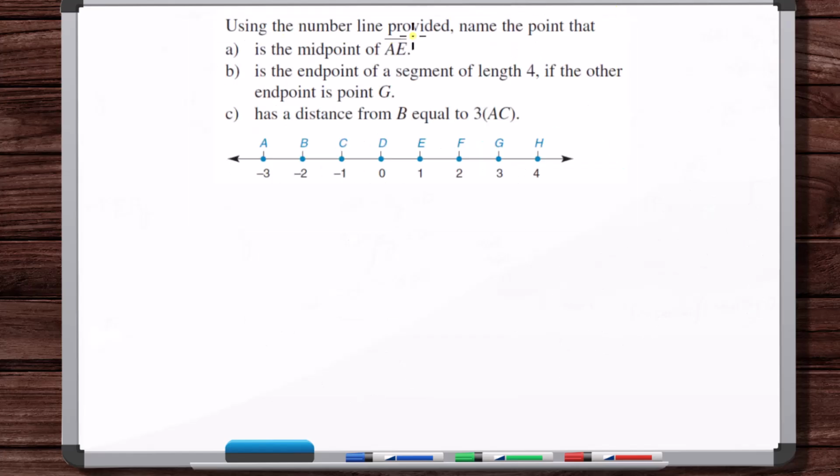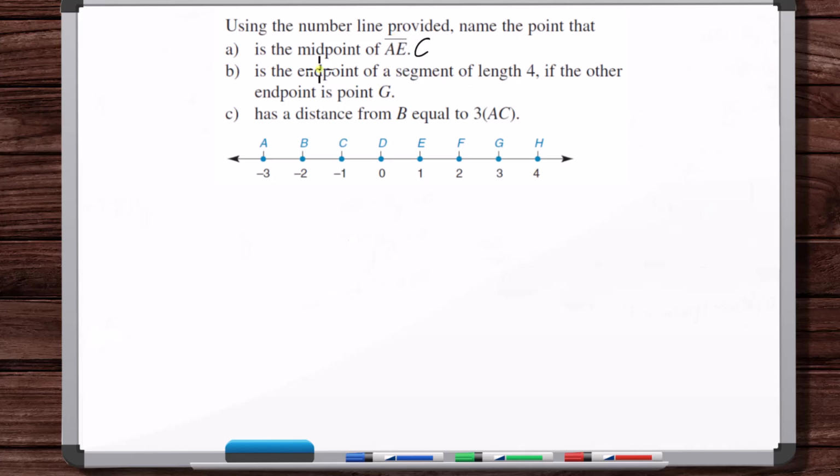Using the number line provided, name the point that is the midpoint of AE. Okay, so it's a number line, so we know the distances between these points. The midpoint of AE, from A to E, and it looks like these are all equally spaced points, -3 to -2 to -1. Each of these line segments has length 1. So the midpoint of AE: we go 1, 2, 3, 4, 4 of these units. So point C, because 1, 2 on this side, 1, 2 on this side.